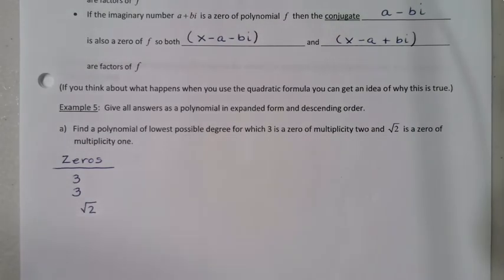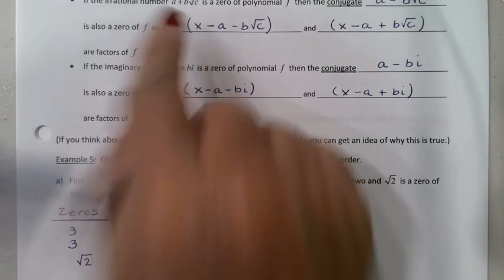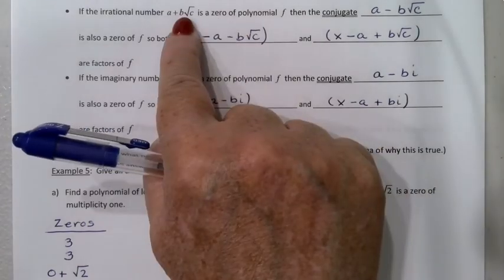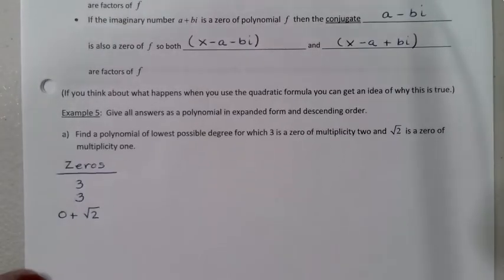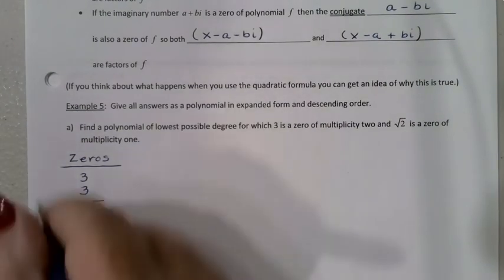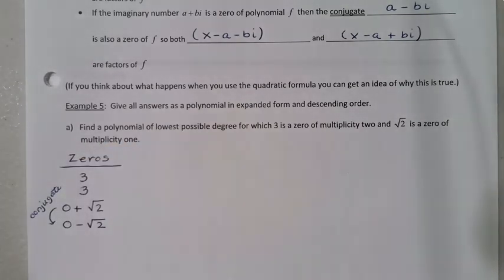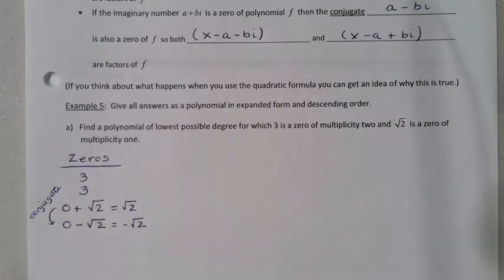And if you think about it, that's kind of like saying 0 plus the square root of 2. So if 0 plus the square root of 2 is one of my zeros, then 0 minus the square root of 2 is another one. So even though they didn't give it to me, I know the conjugate has to be in the list as well. The simplified form, of course, is just square root of 2 and negative square root of 2. So I'm listing all the zeros they gave me, including multiplicity, and I'm also including any conjugates that are relevant.